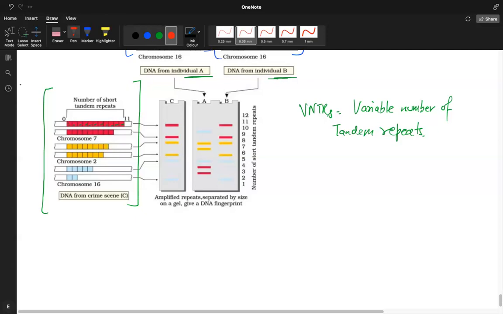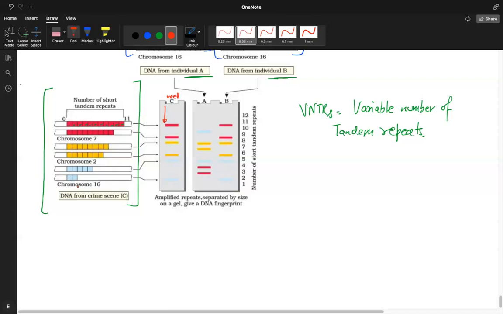Chromosome 7, on one chromosome, had 11 repeating regions. So this is a very big region, and it will stay closer to the well. This is the well where you loaded the DNA. So the closest one is the biggest one.